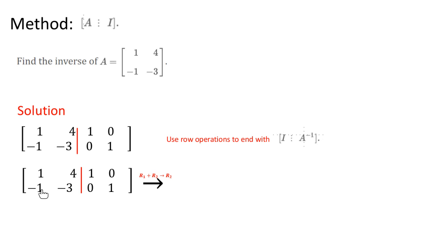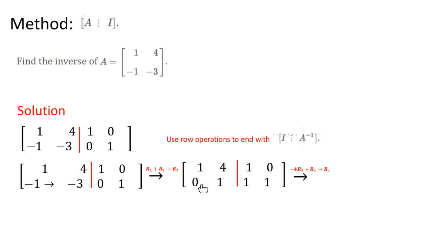So 1 plus -1 would be 0. I'm going to write a 0 here. 4 plus -3 would be a 1, so I'm going to write a 1. 1 plus 0 would be a 1, and 0 plus 1 would be a 1. So this is what we would end up with. Let me repeat that again: 1 plus -1, 0. 4 plus -3, 1. 1 plus 0, 1. 0 plus 1, 1.